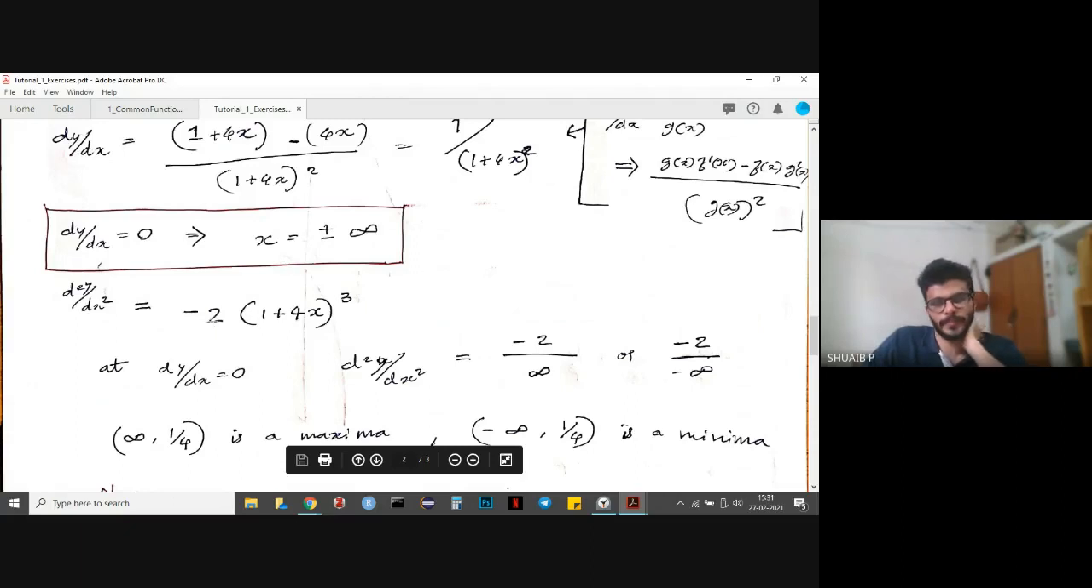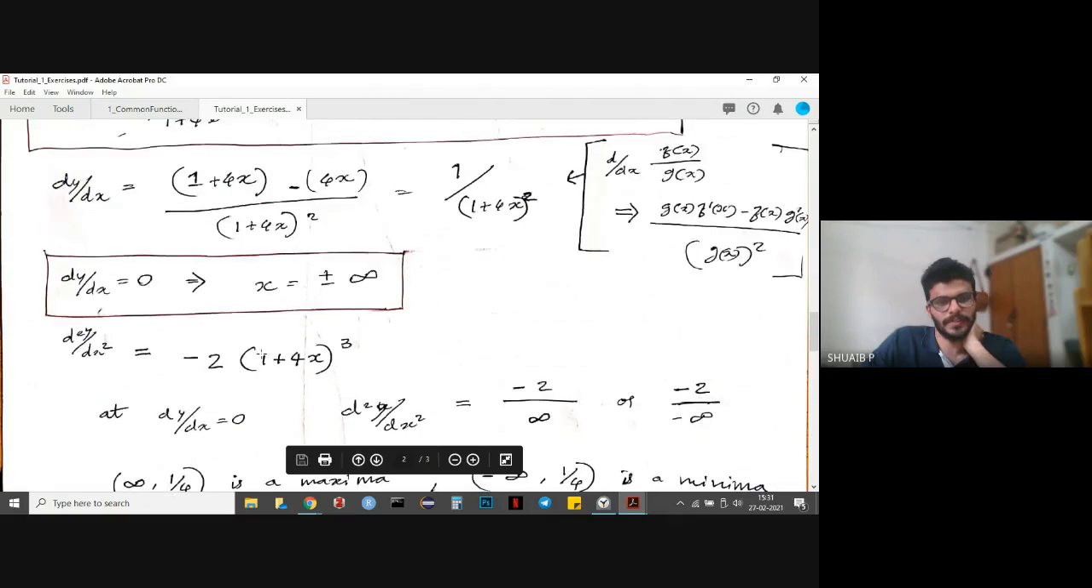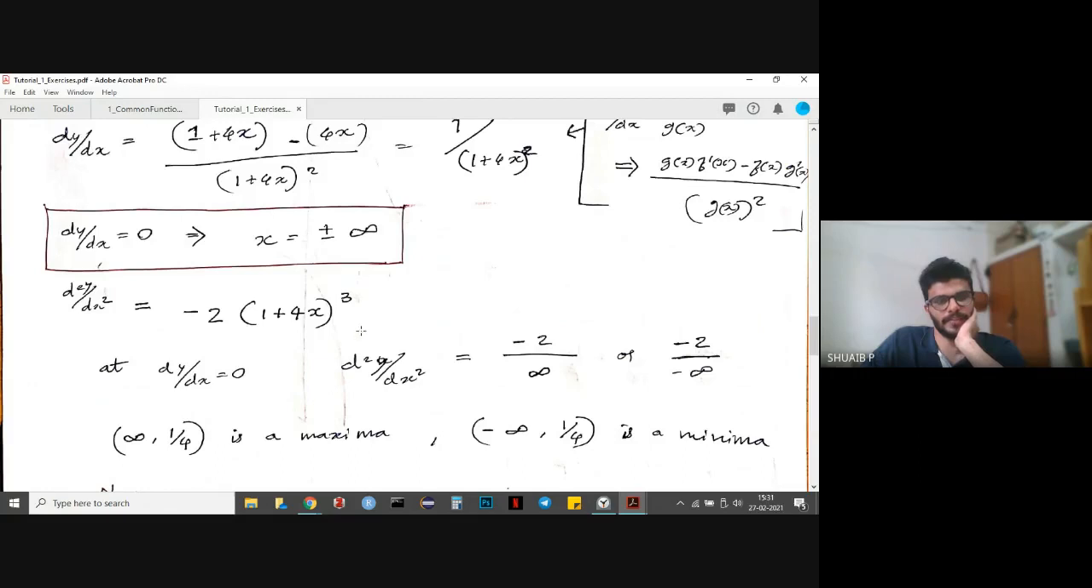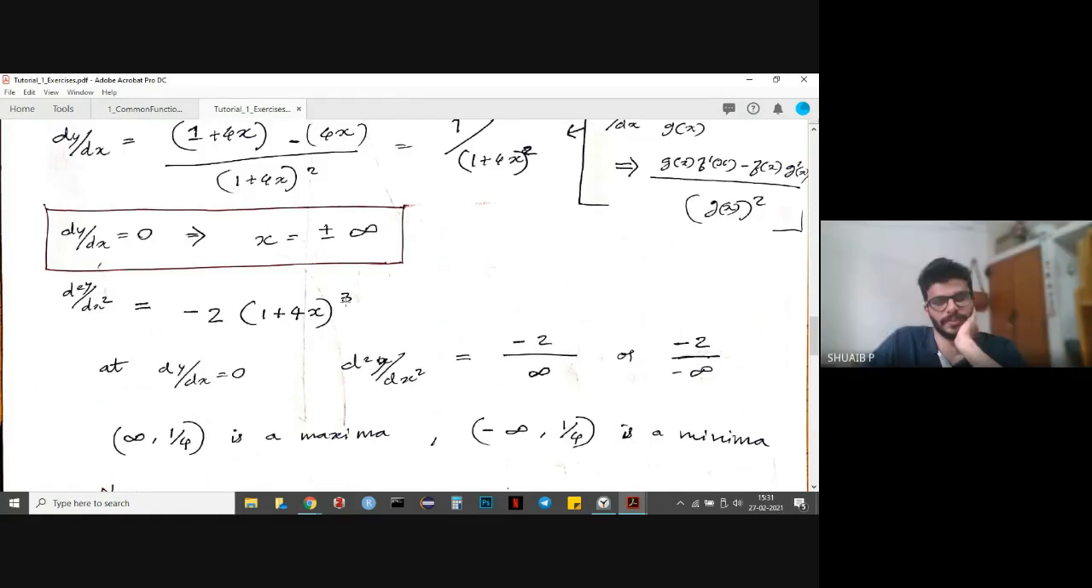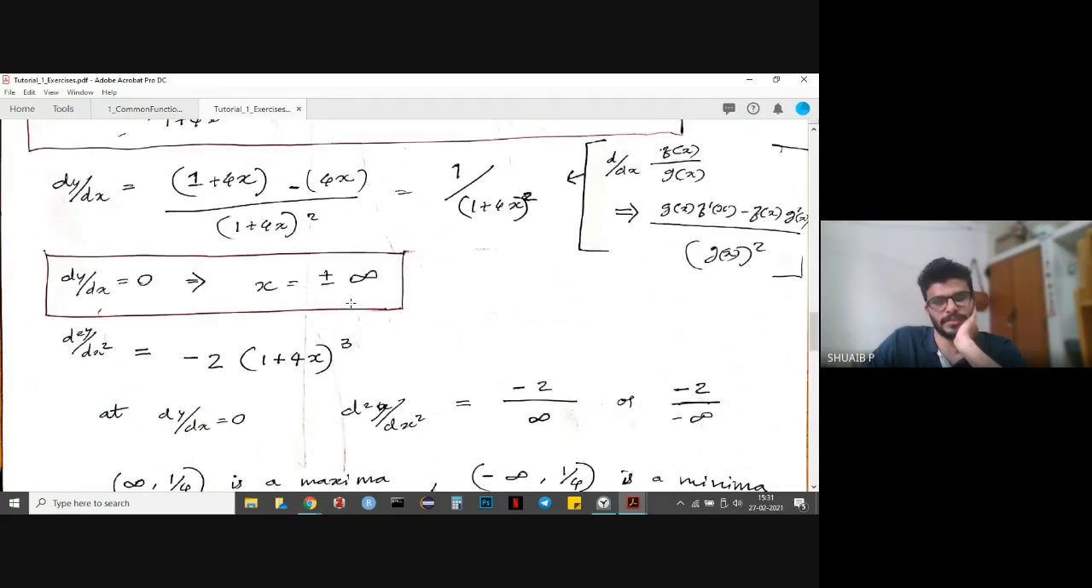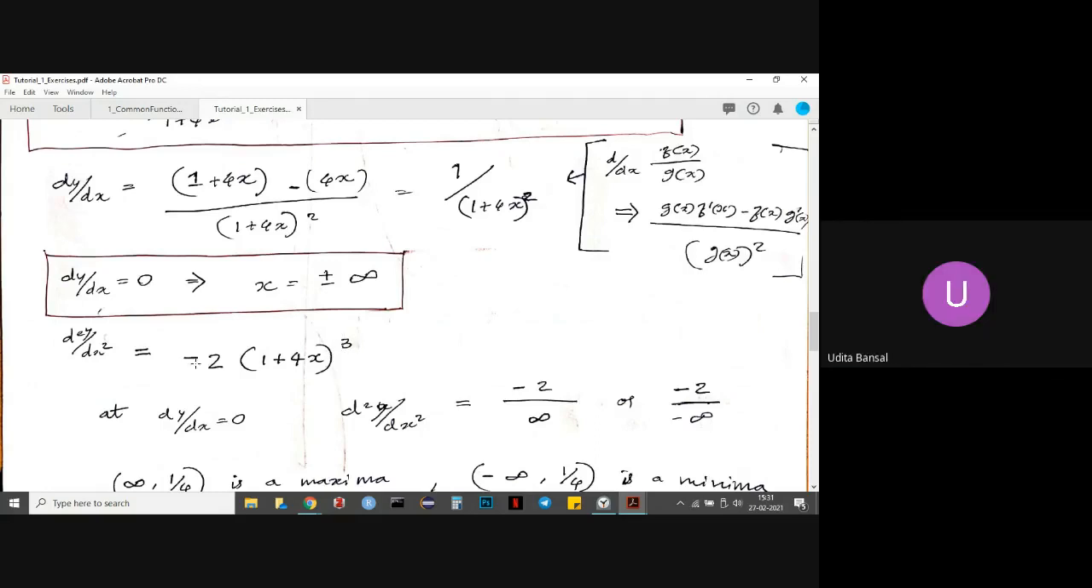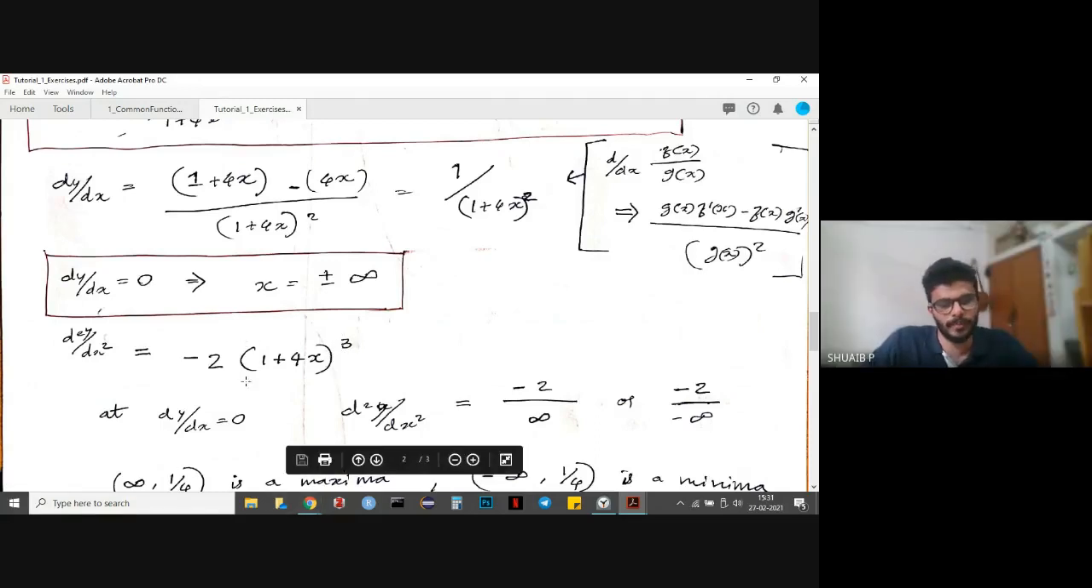Yeah, so here, okay, so the first derivative is, yeah, so this is the second derivative, minus 2 into 1 plus 4x square. Actually this should be minus 3. So it should be minus 2 into 1 plus 4x minus 3. Yeah, it should be minus 2 divided by 1 plus 4x all cube.